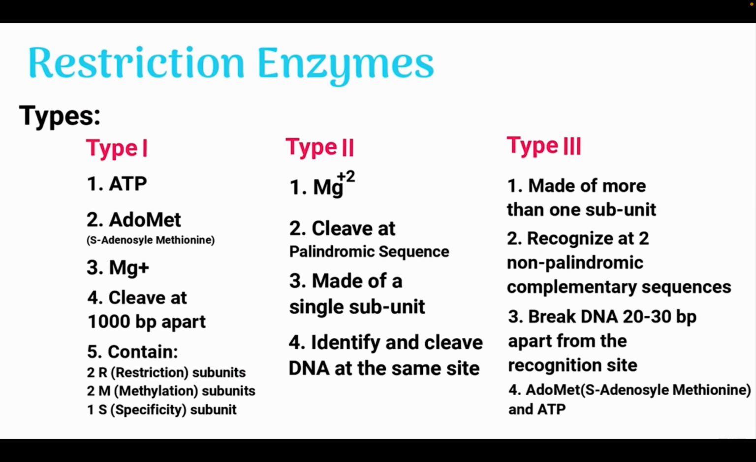So this just shows you the differences between the restriction enzymes. I just got this picture from the internet, for easy memorization. So one of the differences is that type 2 doesn't use ATP. Both of them use magnesium also. And this is the most frequently used.